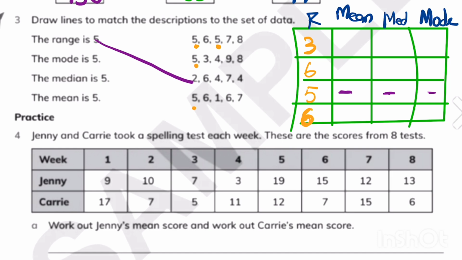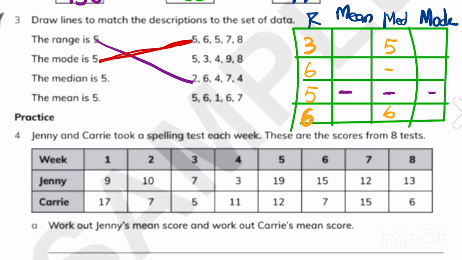Now what was my requirement? My requirement is the mode is 5. So I got to know that the first data set has mode 5. So I will connect my first data set with the second statement. The third statement is saying the median is 5.